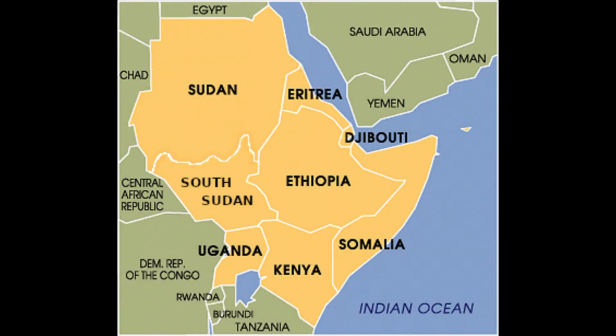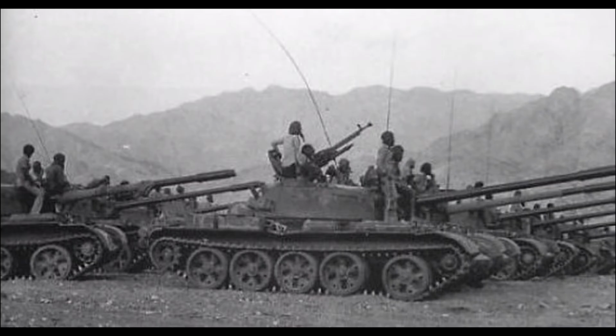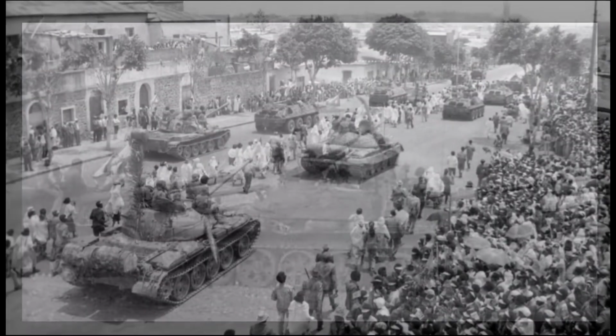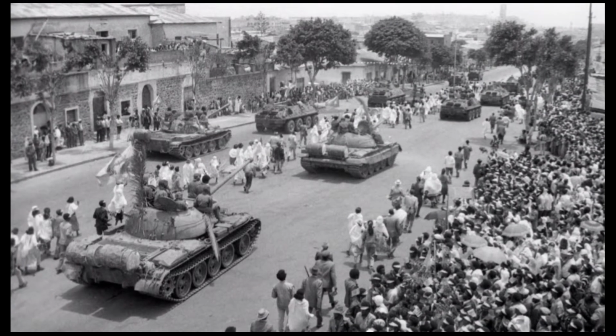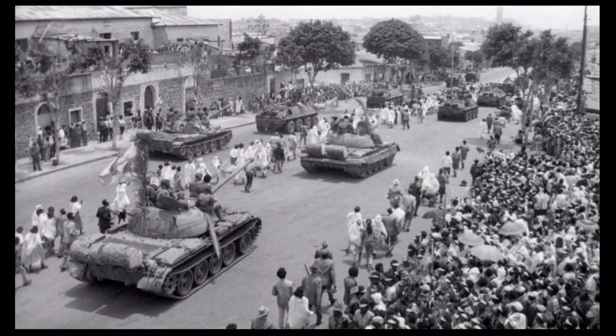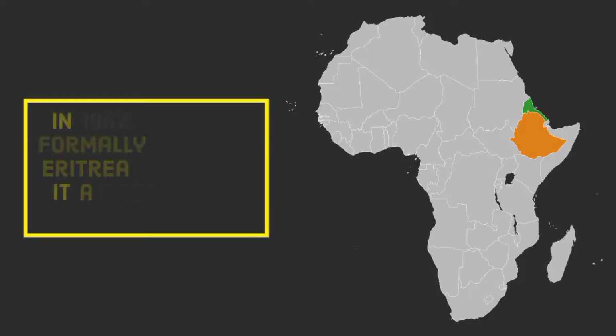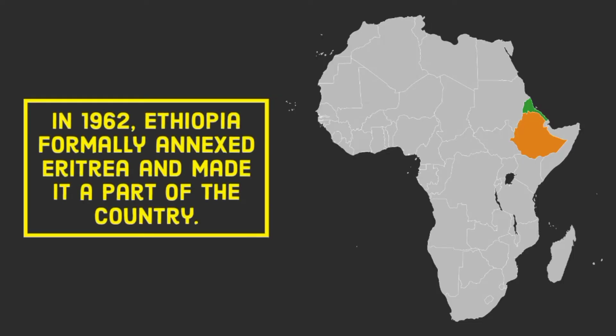Although Eritrea was made an autonomous part of Ethiopia, there was growing discontent within its population for independence and autonomy. An armed conflict began in 1961 to make Eritrea an independent country. The Eritrean independence struggle was led by the Eritrean Liberation Front, ELF, that later became the Eritrean People's Liberation Front, EPLF. In 1962, Ethiopia formally annexed Eritrea and made it a part of the country.